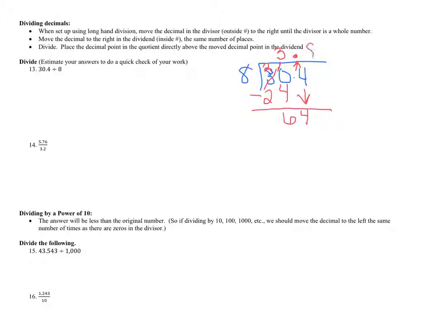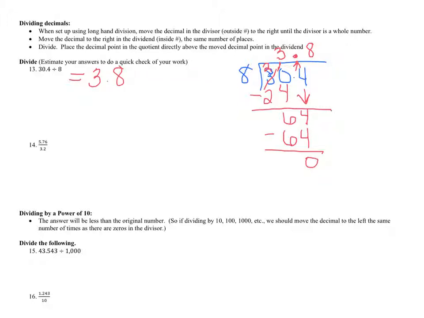In this case it's 8. So 8 times 8 is 64, and we subtract to see 0 remainder. So we're saying that 30 and 4/10 divided by 8 is 3 and 8/10.